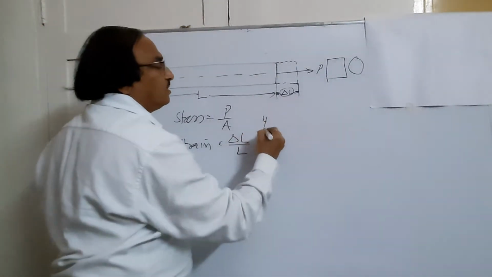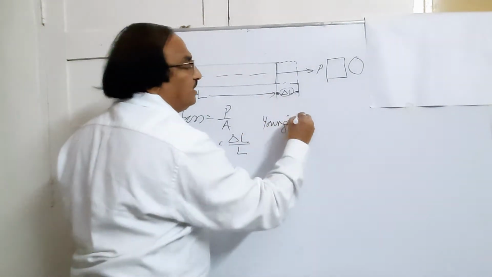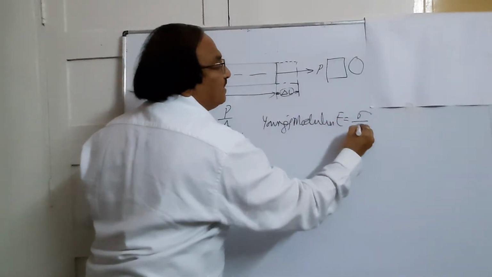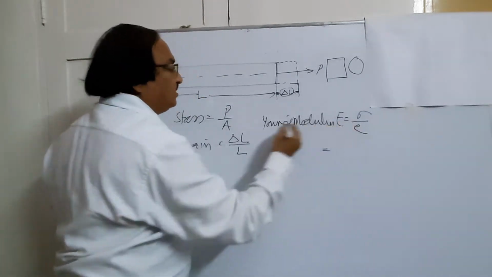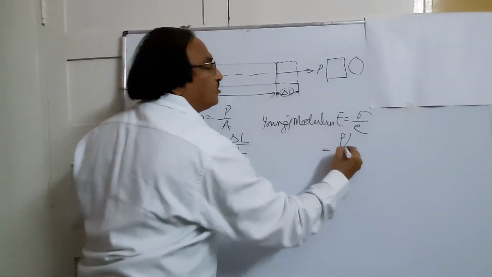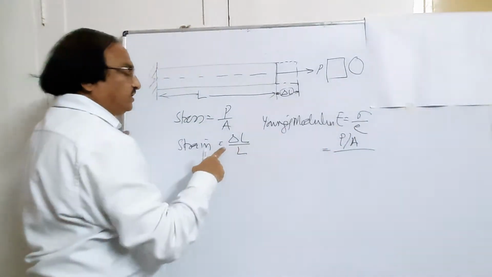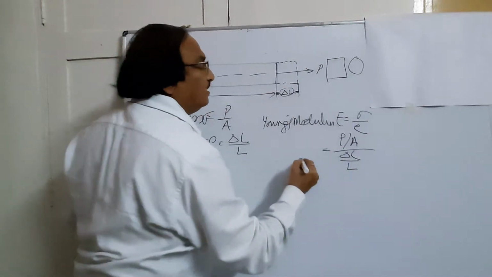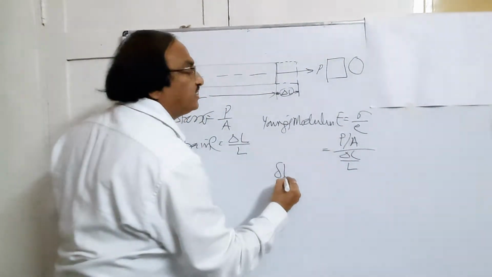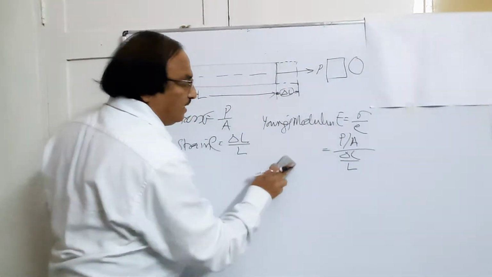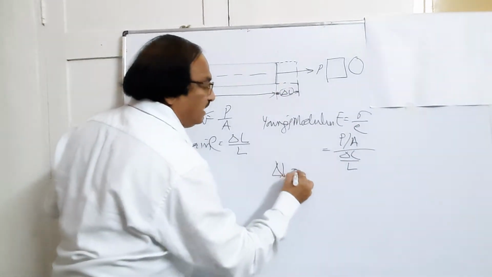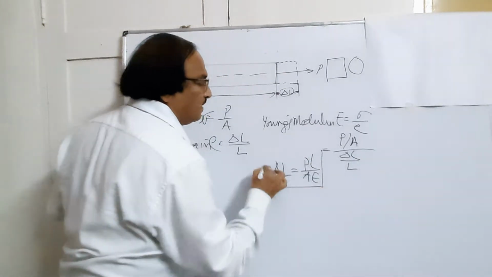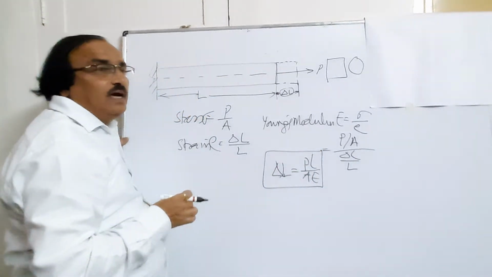We know Young's modulus E is given by stress by strain. So if I substitute these values, stress is load by area and strain is change in length by original length. If I simplify this, the change in length delta L is given by PL by AE. You should learn this formula by heart.